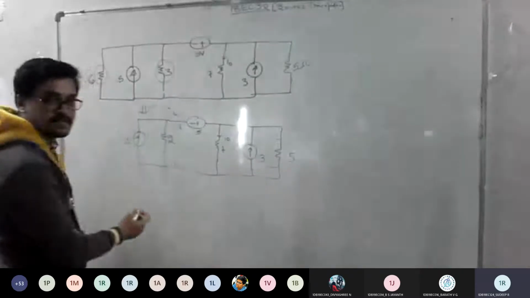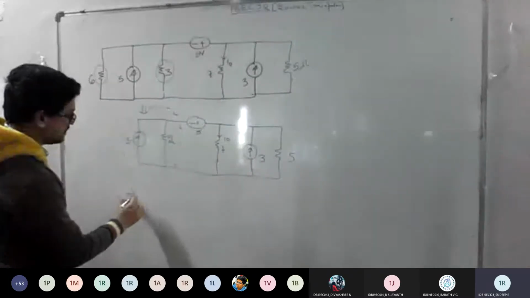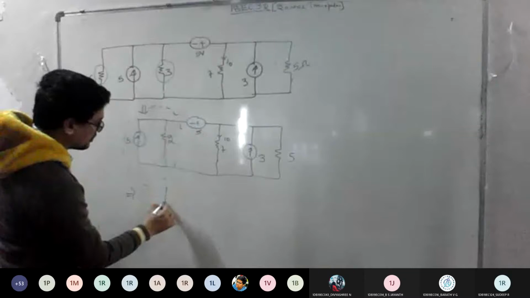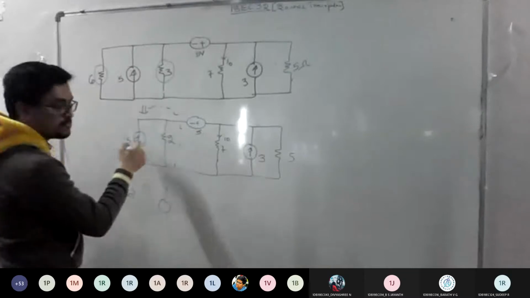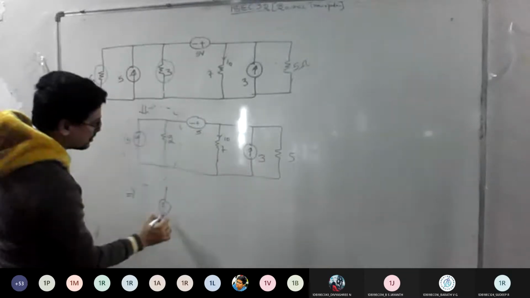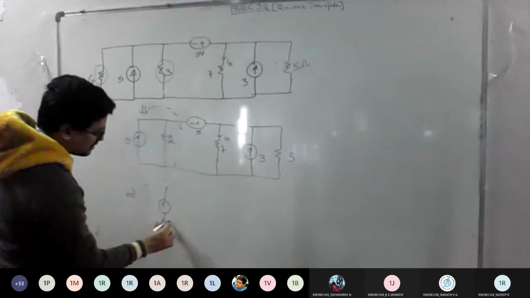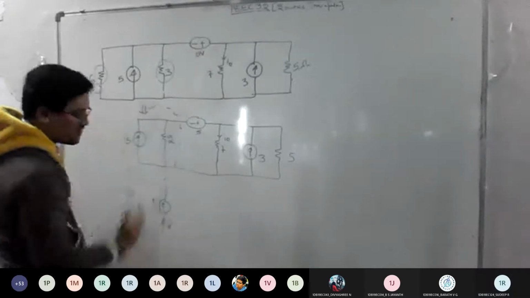What is the answer? 10 volts. Here is the series, is it visible? Just check. So we'll convert this to a voltage source. See the direction, plus minus, as it is you should give. Don't give any alteration here. So the direction is like this.